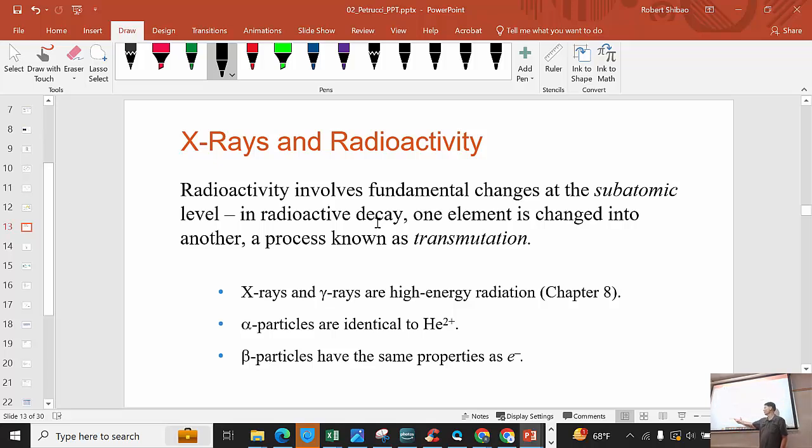Beta particles are lower in energy. Beta particles are electrons. But beta particles, these electrons are very weird because of the origin of the electron. Beta particles are electrons that come from the nucleus. And how many electrons are contained in the nucleus?